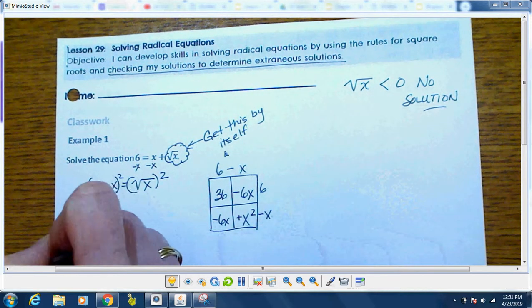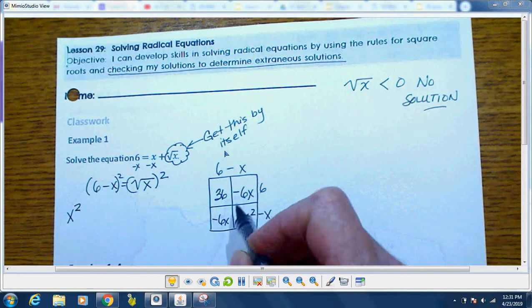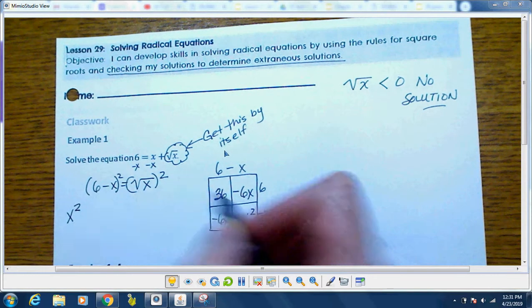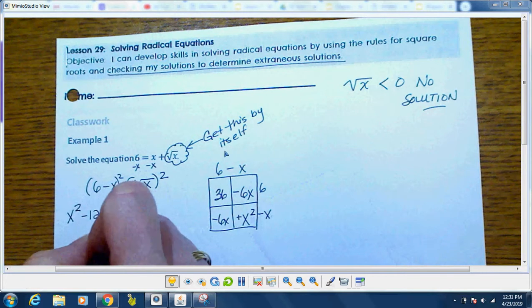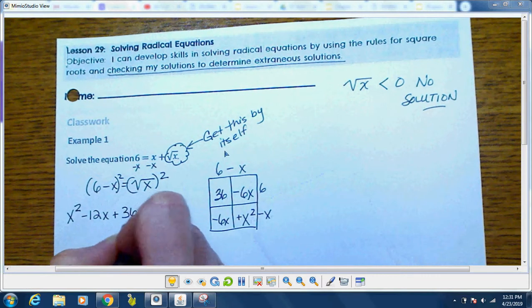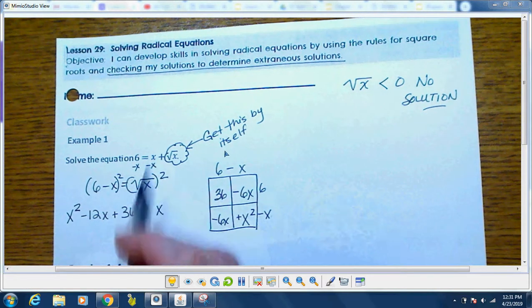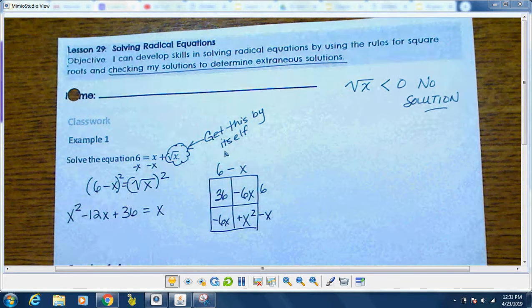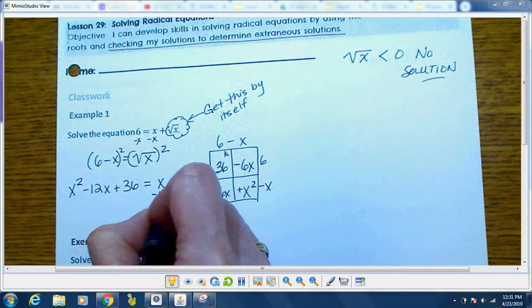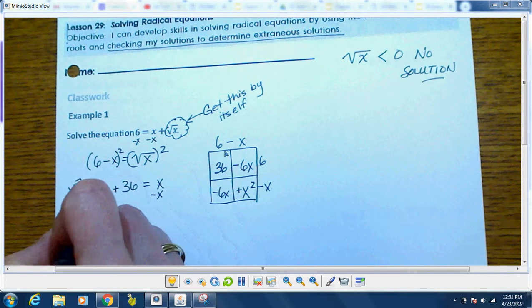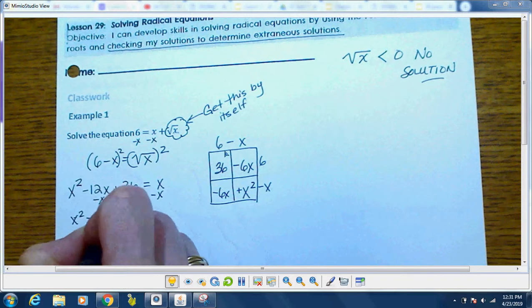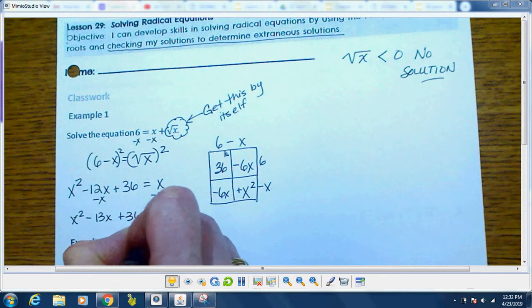I'm going to write this in standard form. x squared, negative 6x, and another negative 6x is negative 12x plus 36 equals x, because the square and the square root knock each other out. I'm going to set everything equal to 0, so I get x squared minus 13x plus 36 equals 0.